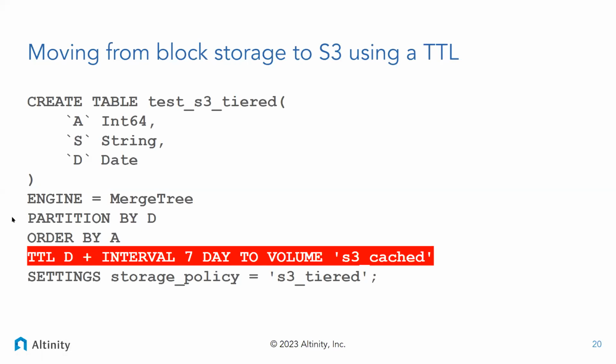In this particular case, the TTL says once the data has been in, so if you read this, it's using the D column, which is a date, 7 days after today, today's data will move to the volume S3 cache. What that means is keep this for a week on block storage and then move it to S3. And this will happen automatically. It's essentially a background merge process that goes and finds the data that matches this predicate at intervals and then moves it over to S3.